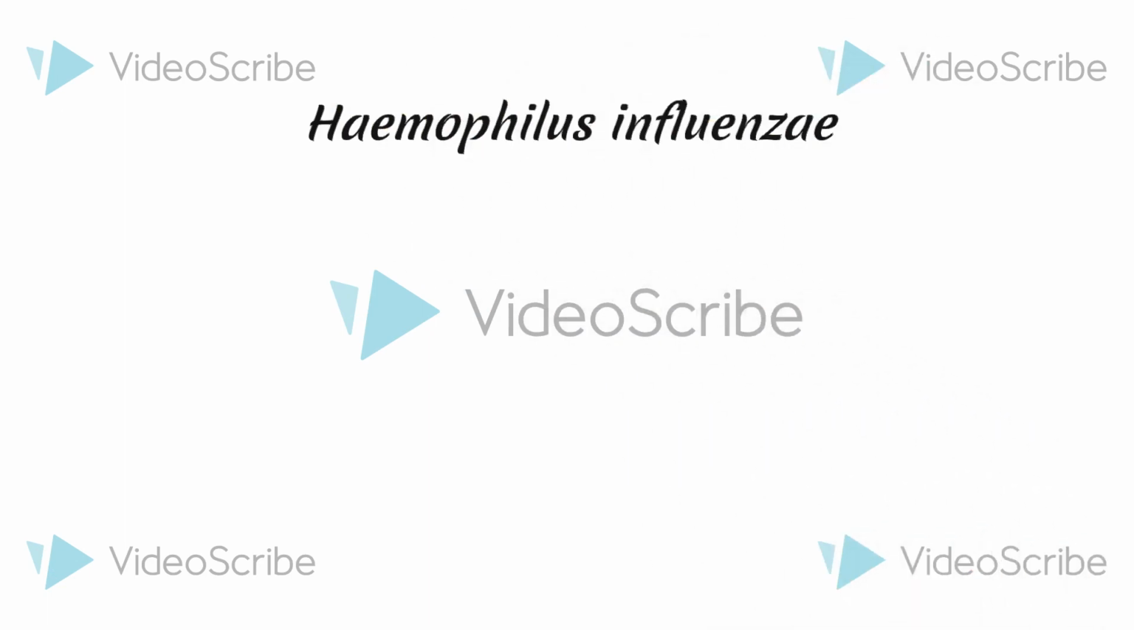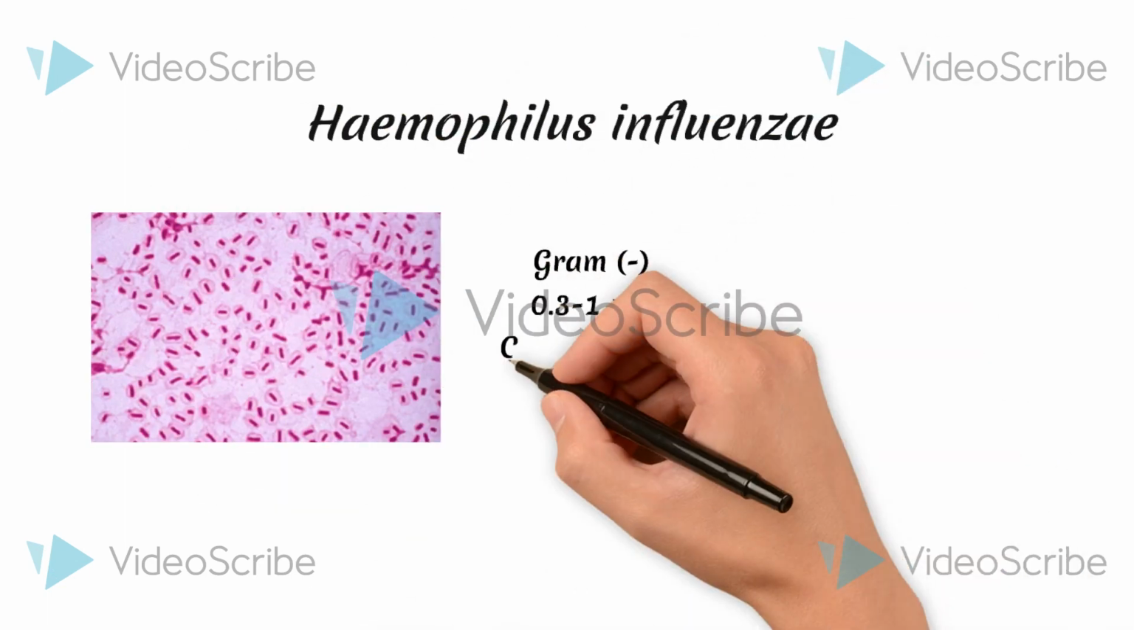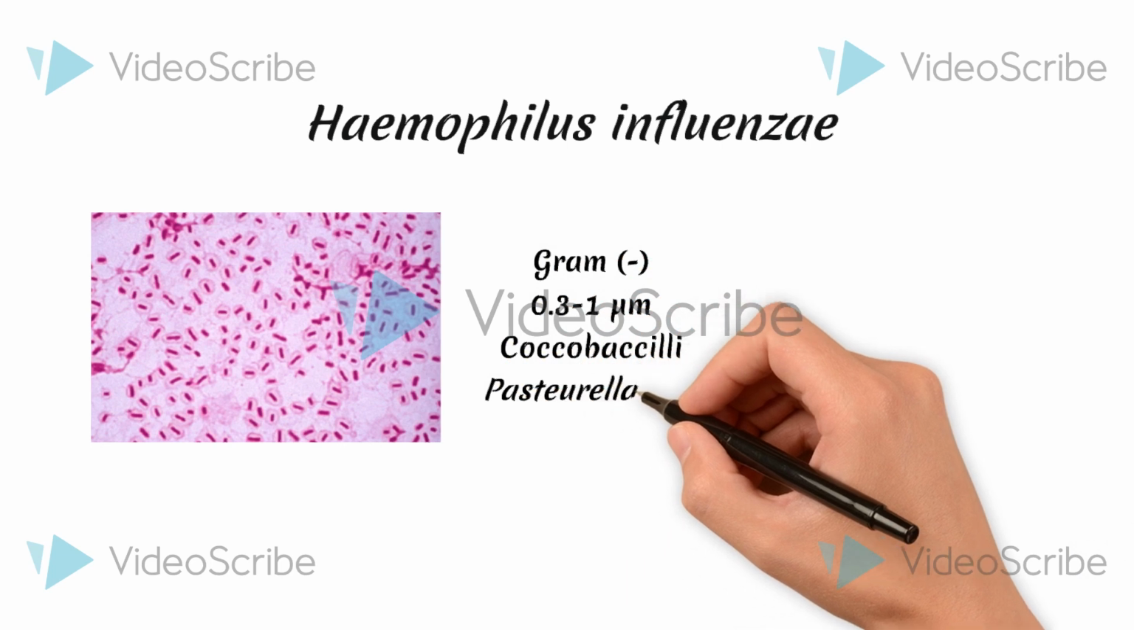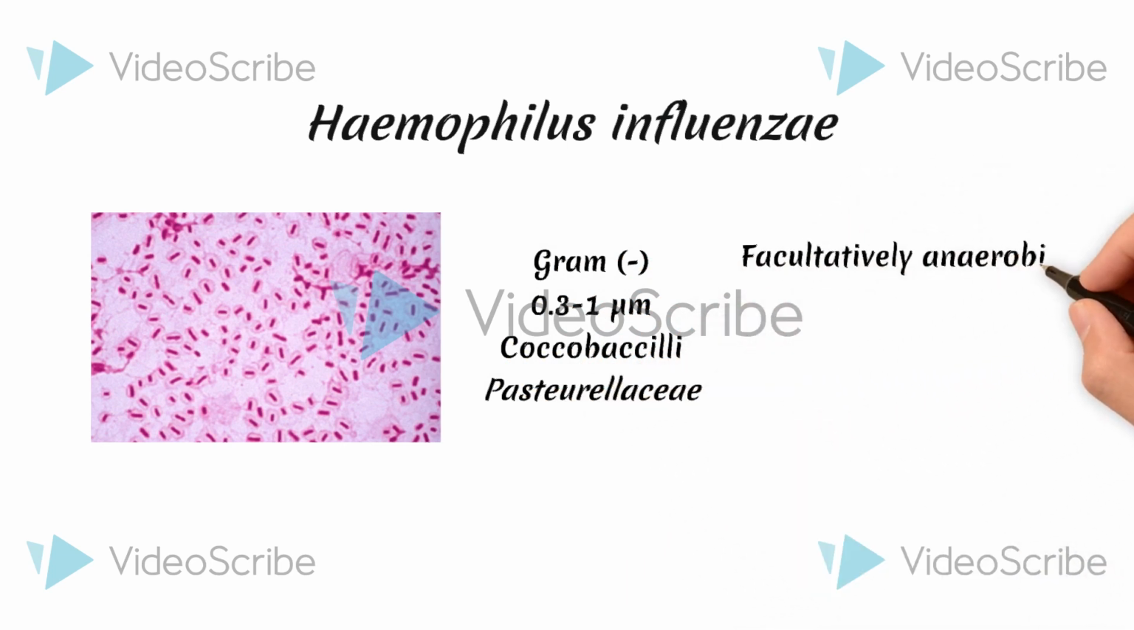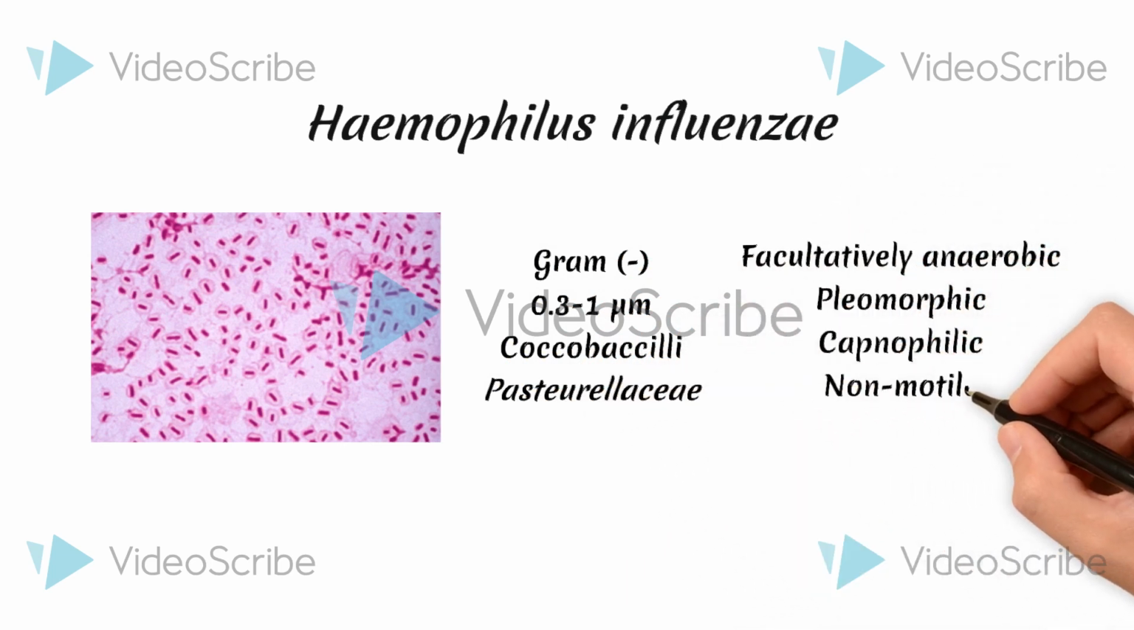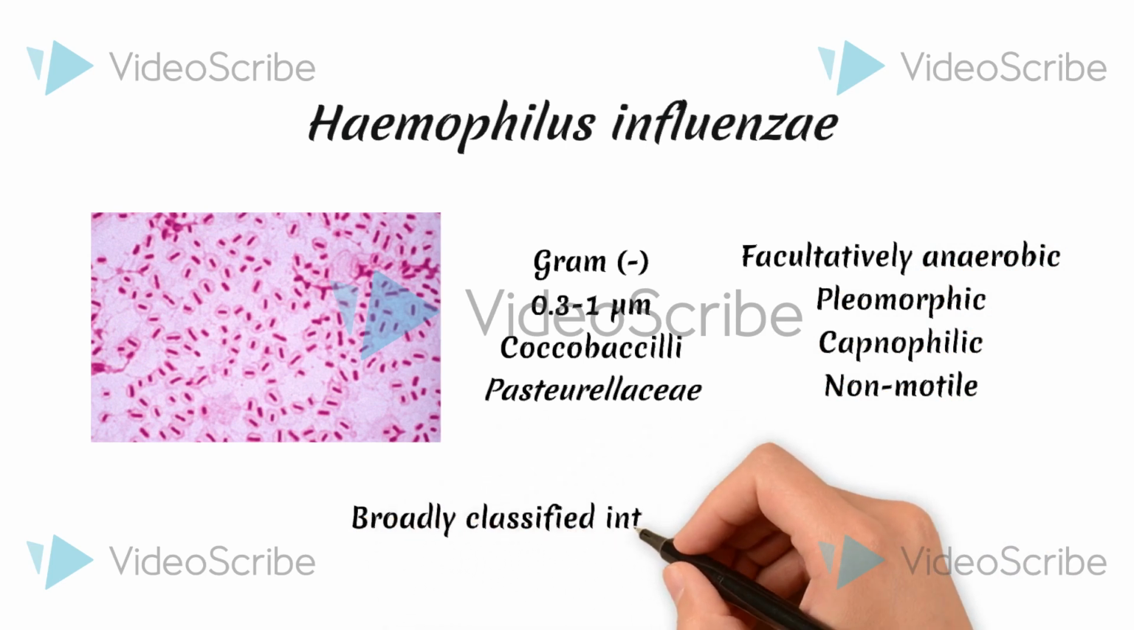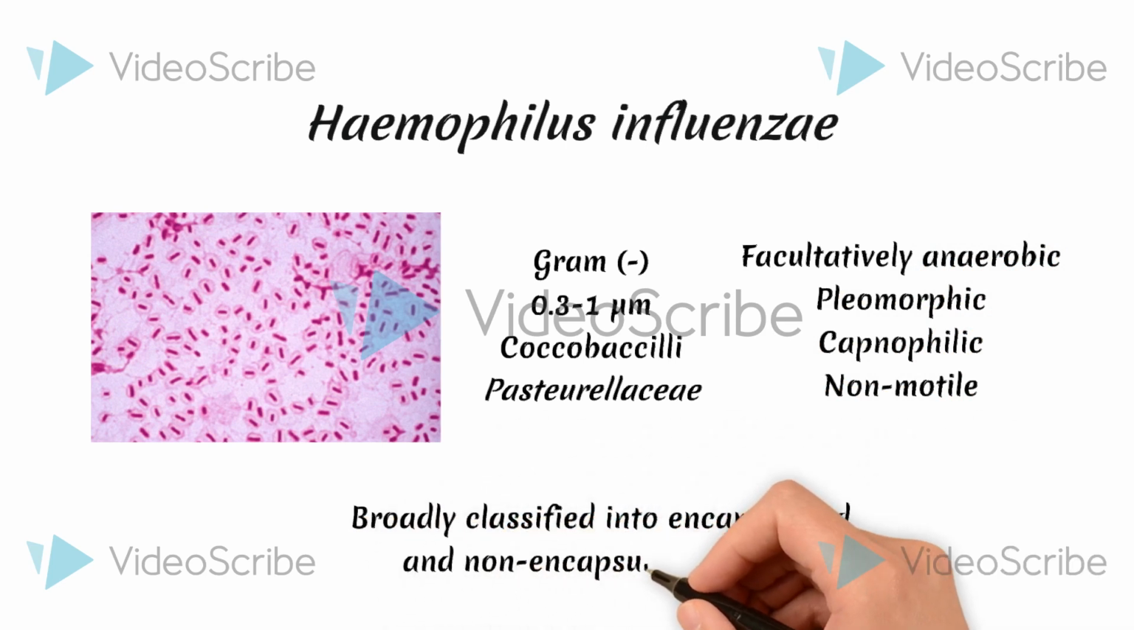Haemophilus influenzae is a gram-negative, small, 0.3 to 1 micrometer coccobacillus bacterium from the Pasteurellaceae family. It is also facultatively anaerobic, pleomorphic, capnophilic, and non-motile. Bacteria of the Haemophilus influenzae species are broadly classified into encapsulated and non-encapsulated types.